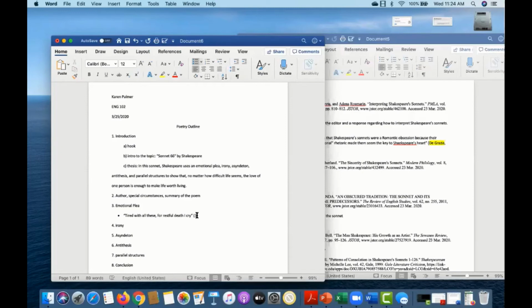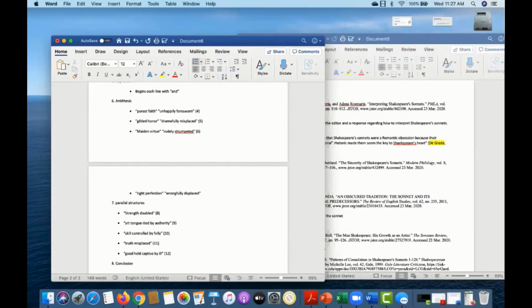Because we've already introduced the author and all of that, we don't have to put Shakespeare after every single quote. The readers are going to know that we're talking about this poem. So for any quotes from the poem, all you have to do is put the line number in parentheses, and your readers will know that it's from your poem. Okay, so I'm just going to go through each point and put in my quotes.